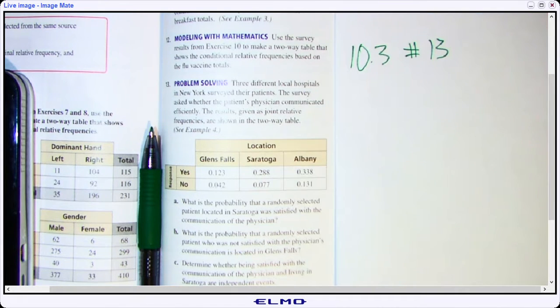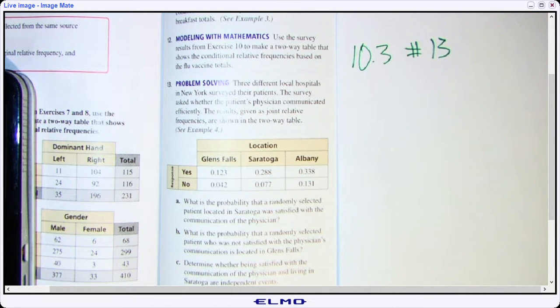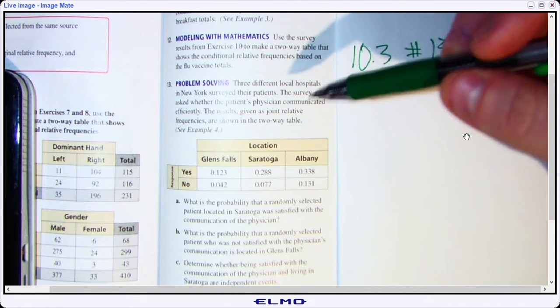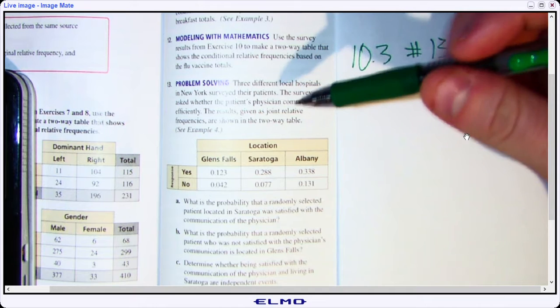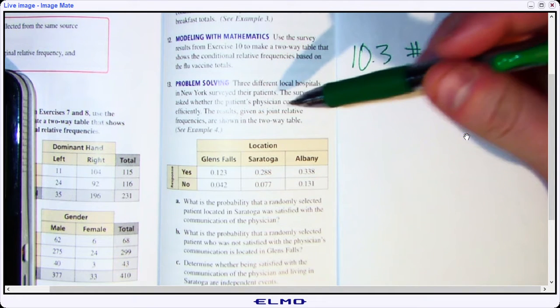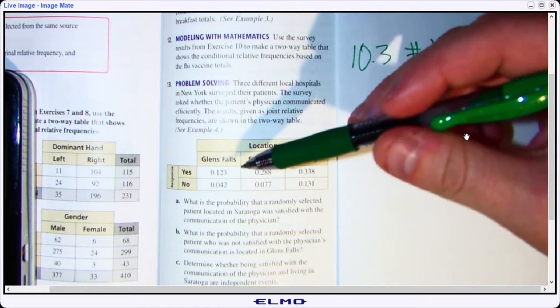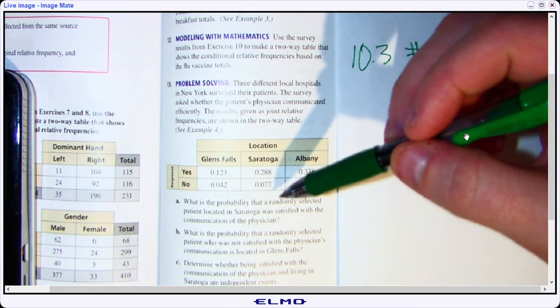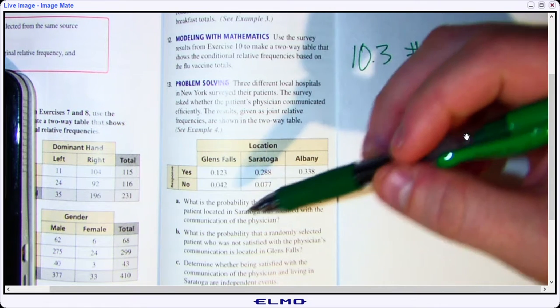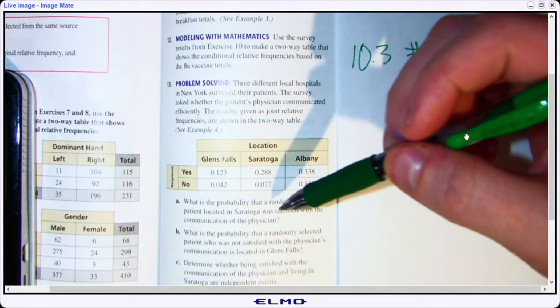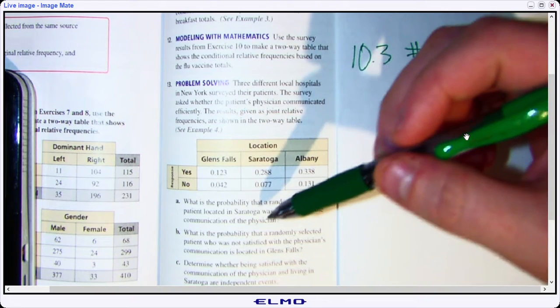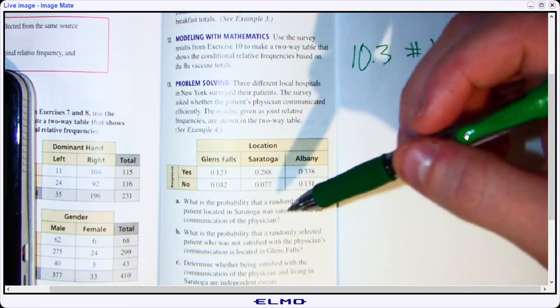So now we are doing problem 10.3, number 13 in the review. It says, 3 different local hospitals in New York surveyed their patients. The survey asked whether the patient's physician communicated efficiently. The results given as joint relative frequencies are shown in the two-way table. What is the probability that a randomly selected patient located in Saratoga was satisfied with the communication of the physician?